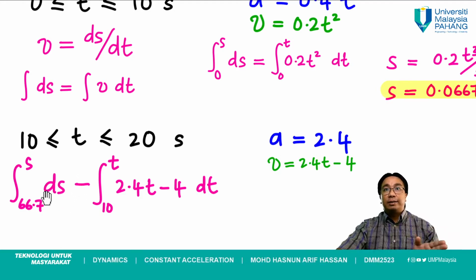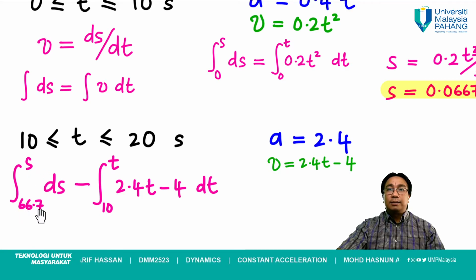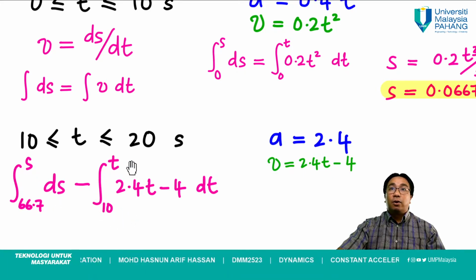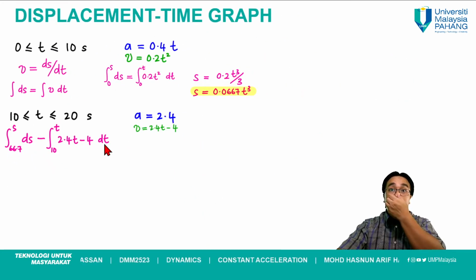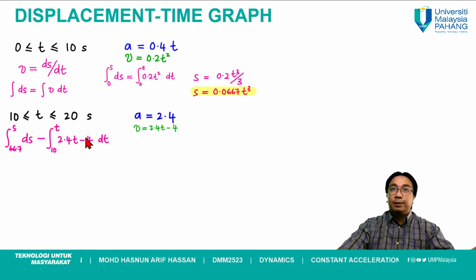Remember the left hand side punya, oh ni pun saya ada typing, ada error sikit ni. Ni sama dengan bukan minus ni. Ni sama dengan. So 66.7 is the lower limit for ds. Sebab ini kita integrate with respect to the displacement ds, bukan time. On the right hand side baru kita integrate with respect to time dt. So di sini lower limit dia sama dengan time punya lower limit lah, 10 dekat sini. So that's why you have 10 until t pada on the right hand side.